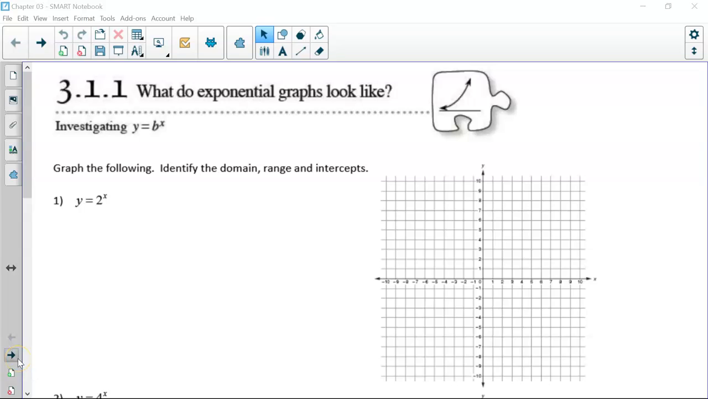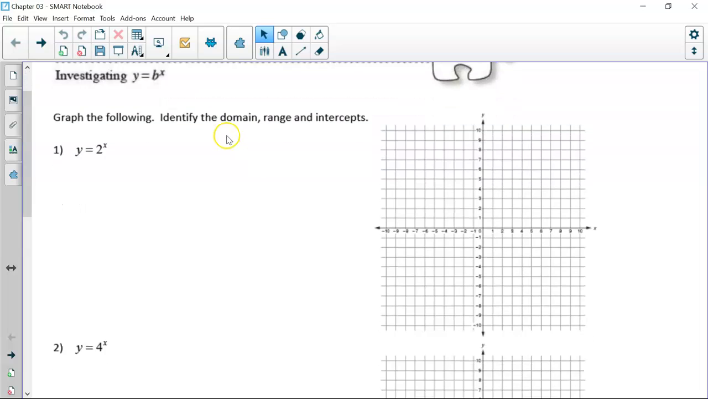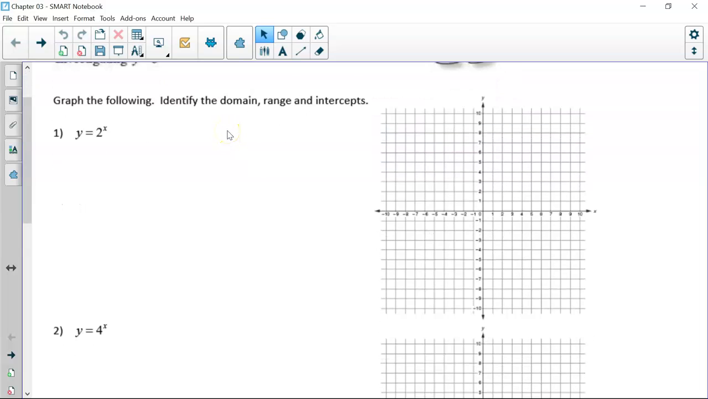Welcome to Chapter 3. We're in Section 3.1.1 today, and it says, what does an exponential graph look like? Now, we've seen these graphs before. We're investigating functions in the form of y equals b to the x. It's very similar to our sequences that were geometric. These are exponential graphs for the function, geometric for the sequence. So we're going to be looking at graphing, identifying the domain, range, and intercepts.